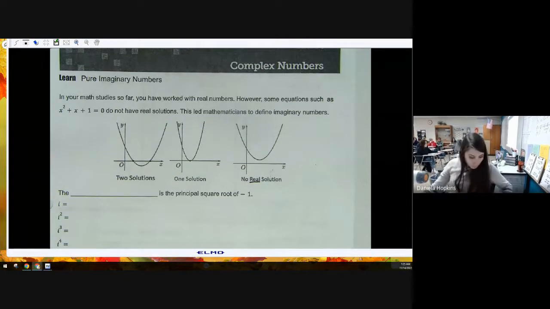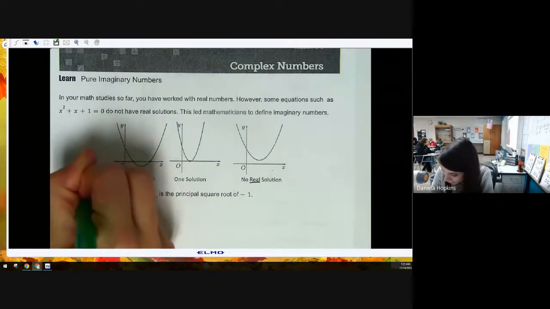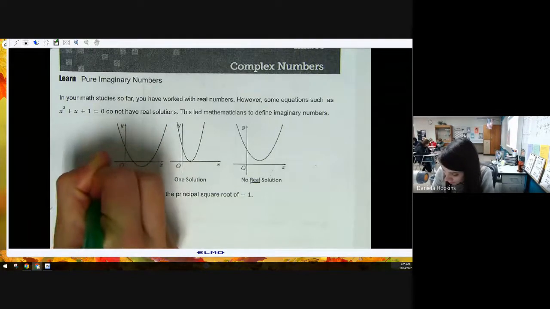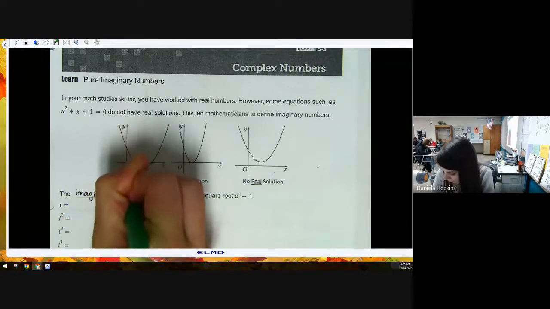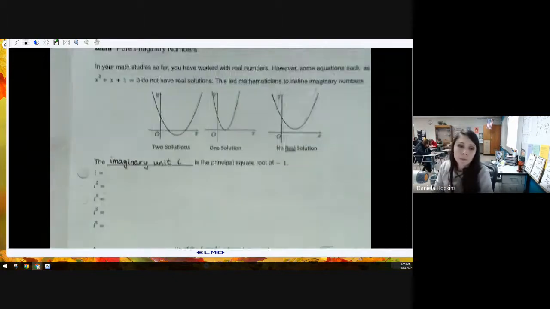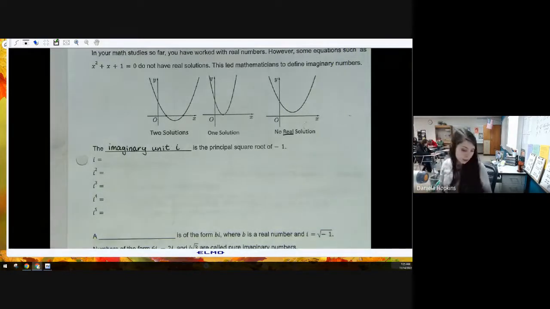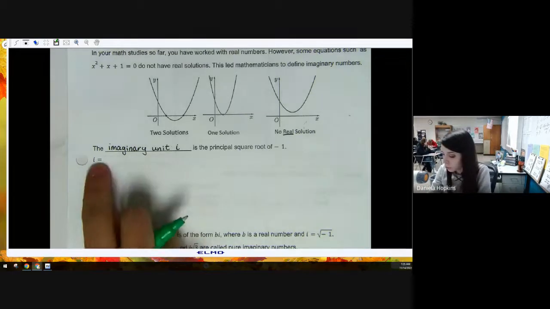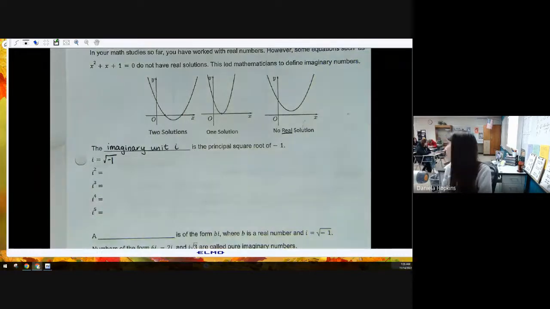And what that is, we're going to call that the imaginary unit, I, and it's the principal square root of -1. So this is a funny concept, and I can't remember which mathematician had the pleasure of giving this to us. But basically, by definition, what they say is that the square root of -1 is I.